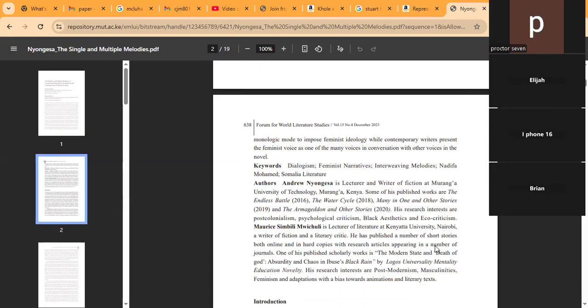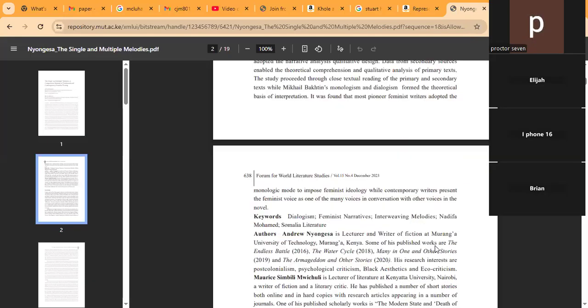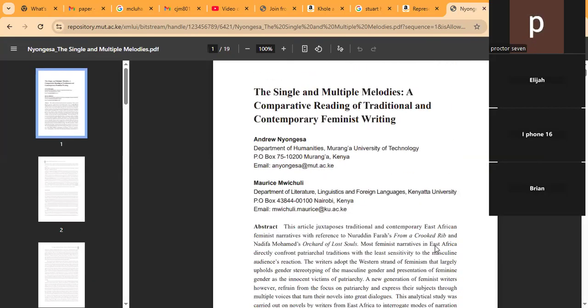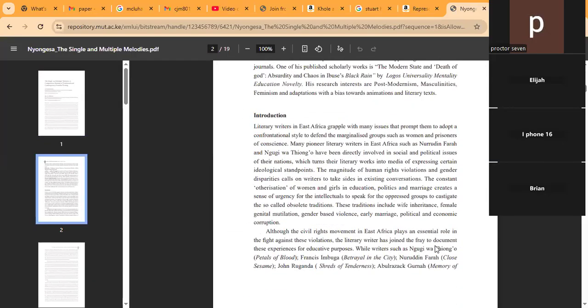And then some of them want you to give them a short bio, then an introduction. You see, writers in East Africa grapple with many issues that prompt them to adopt a confrontational style to defend marginalized groups, such as women. So in this introduction, I must talk about the single and multiple melodies. I must also talk about traditional and contemporary feminist writing. So then that's the introduction.